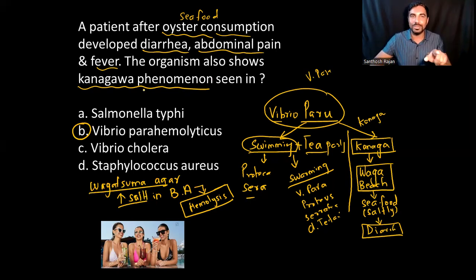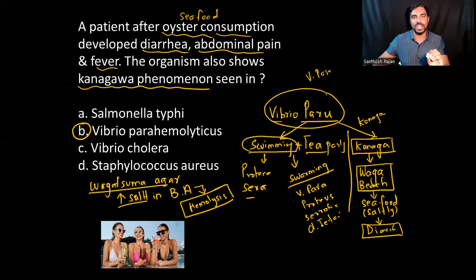If you have known this idea which I've given, Vibrio parahaemolyticus has two parties: one is a swimming pool party, the other is a beach party. In the beach party, she goes along with the Kanagawa, takes full of salty food, gets diarrhea, and that is Vibrio parahaemolyticus only. So your answer is Vibrio parahaemolyticus. Very simple. Next time, don't forget, Vibrio parahaemolyticus's best friend is Kanagawa or these people.